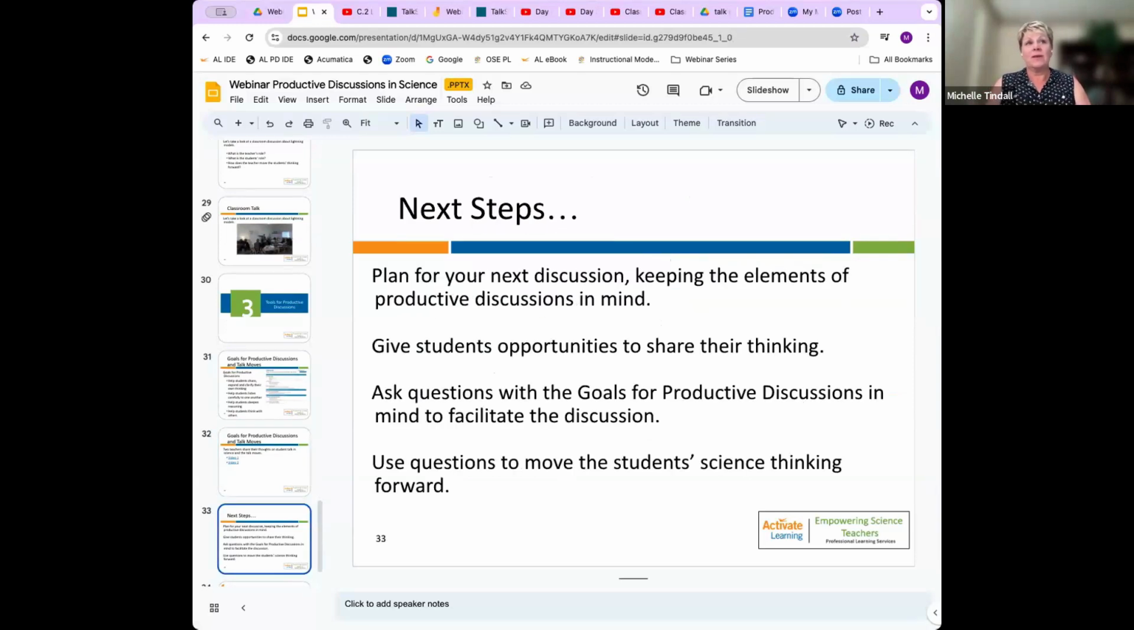So with that, we have about a minute or so left. So think about your next steps as you're going into the classroom or going into your role for the fall. Plan your next discussion and keep the elements for productive discussions in mind. Give students the opportunity to do the talking and sharing their thinking. Ask questions with the goals for productive discussions in mind to facilitate the discussion, and use questions to move the students' science thinking forward.